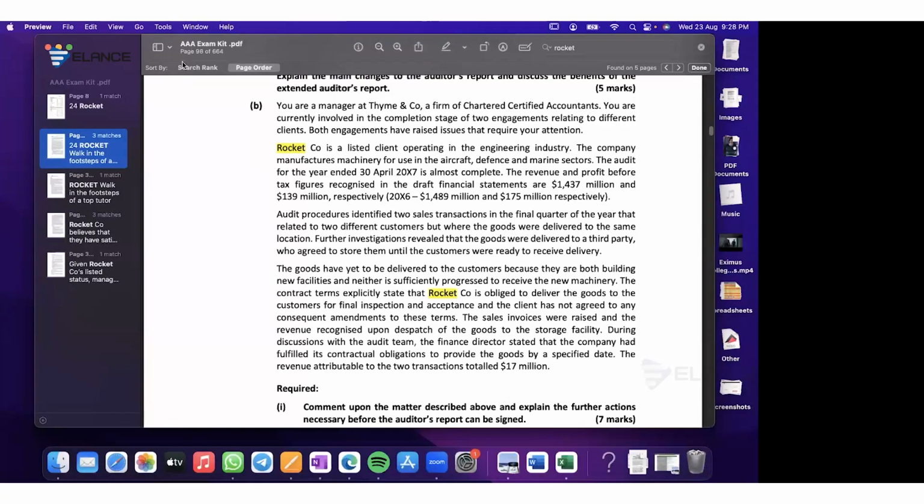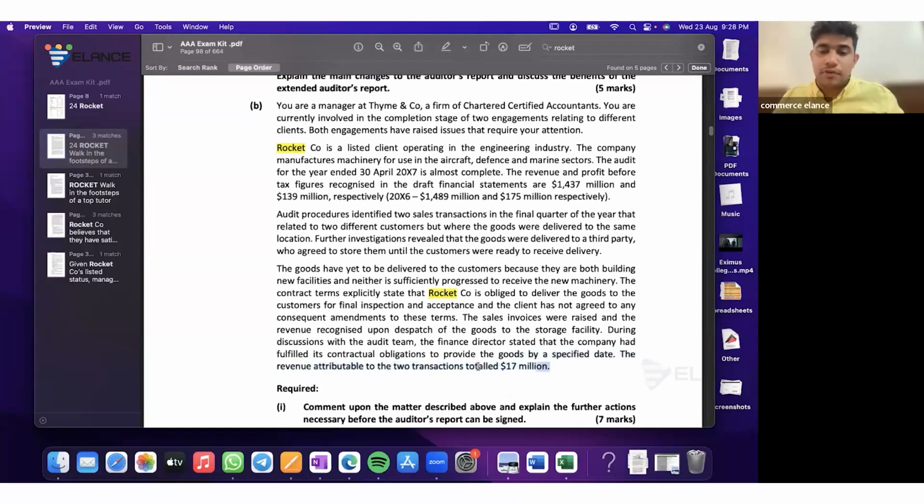No. Because the company is having a profit of 139 million and the total amount of revenue is only 17 million. So if at all we reduce the amount of 17 million from the company's profit, still the company will be in profit. So it's not a pervasive mistake.